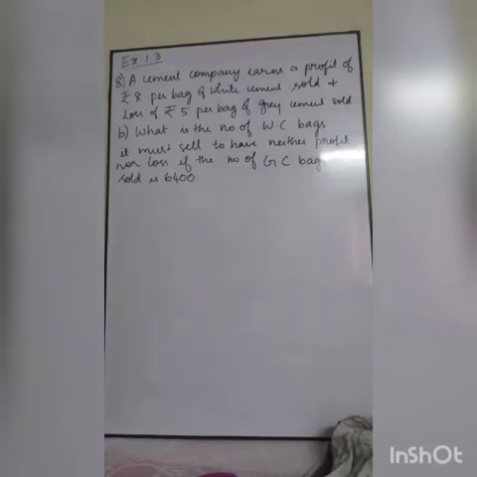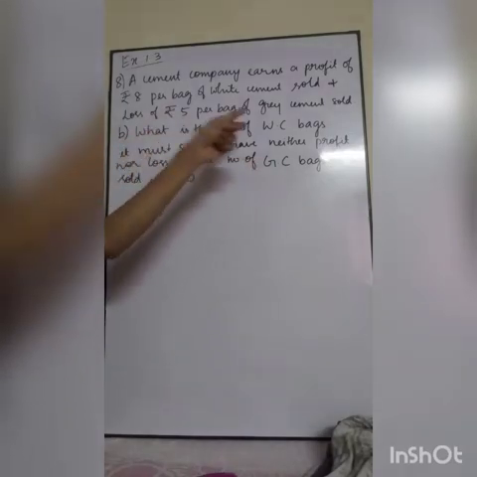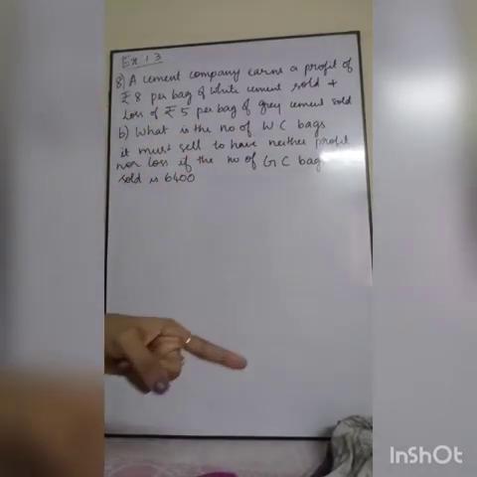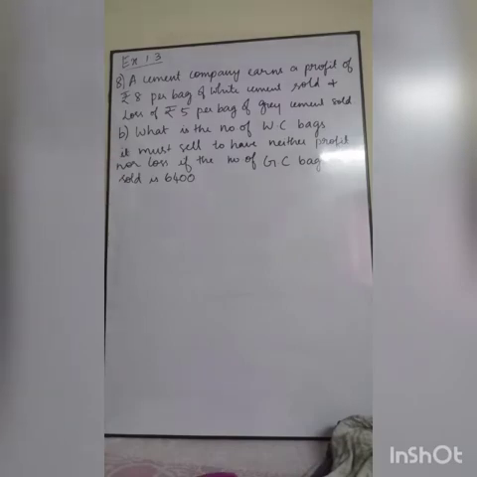Next is your B question. 8th question in that B. What is the number of white cement bags it must be sold to have neither profit nor loss? They are asking how many white bags should be sold to have both profit as well as loss.